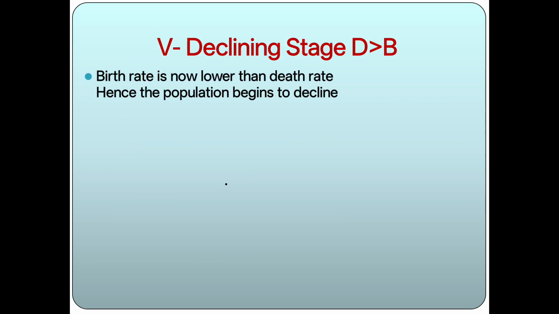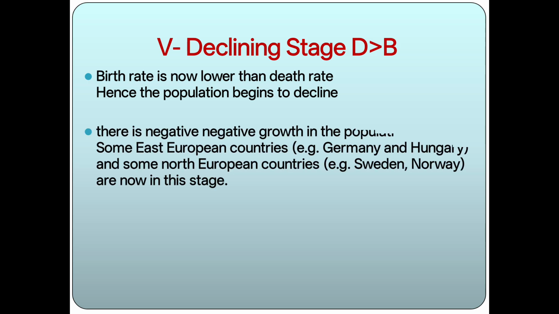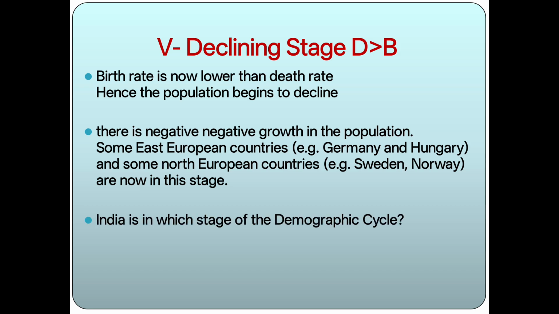The last one, declining stage. So birth rate is now lower than death rate. Hence population begins to decline. Obviously, because birth rate is lower than death rate. So there is negative growth in the population. Some East European countries like Hungary, and some North European countries like Sweden and Norway are now in this stage. And my question to you: India is in which stage of the demographic cycle now?